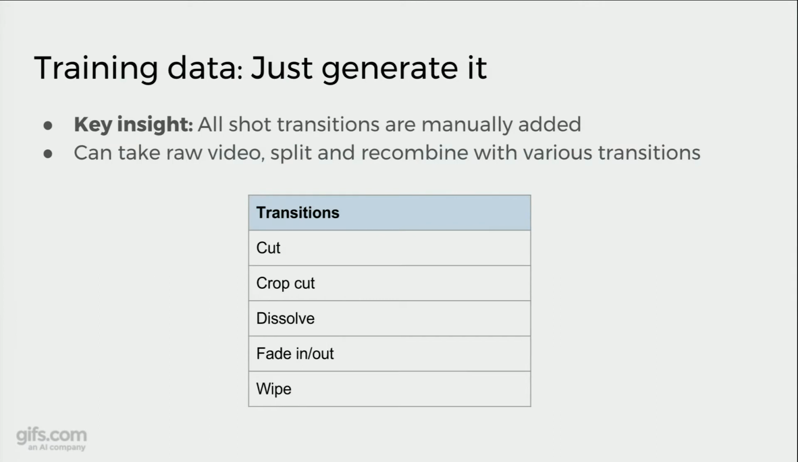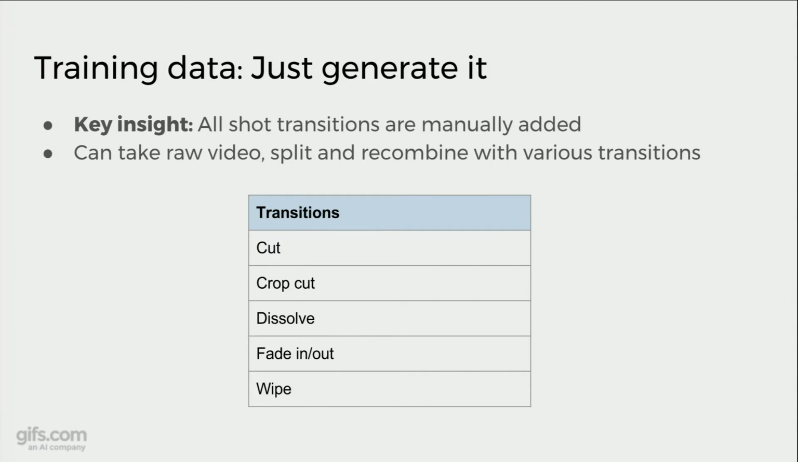Okay, an important part of our method is actually training data, because if you want to train a deep net, especially if you want to train it from scratch, you need training data. But for shot detection, it's really simple. The key insight, which I mentioned earlier already, is that all shot transitions are manually added. Basically, at some point, there's raw video coming from somewhere, and then an editor takes it, chops it into pieces, and recombines the parts he wants with some transitions. We can actually do the same automatically, and then we have labeled data. We know where a shot change occurs, and we can use that for training.